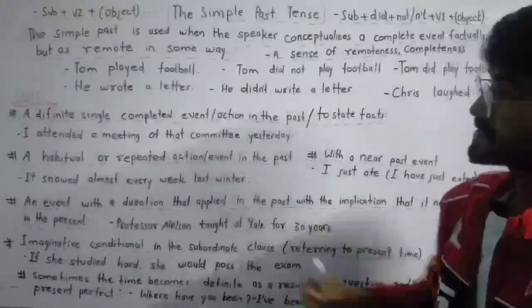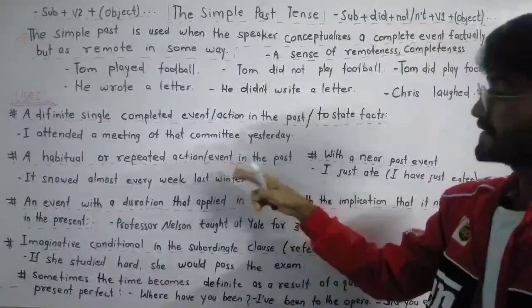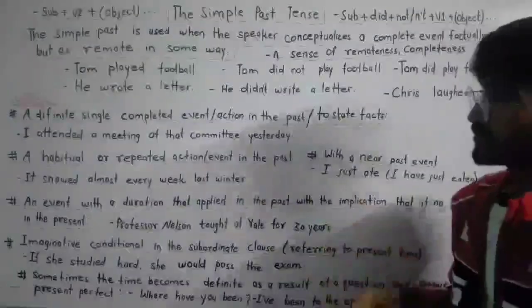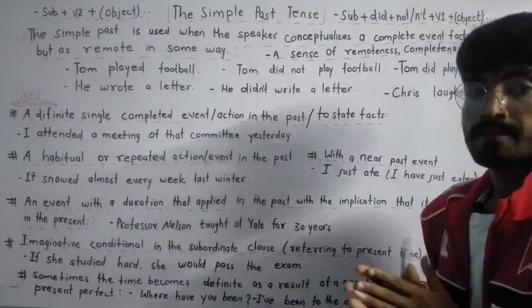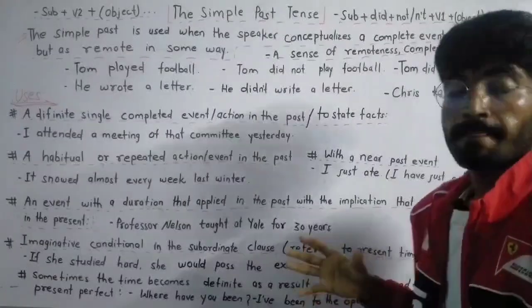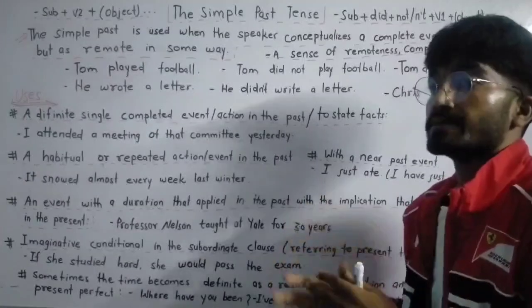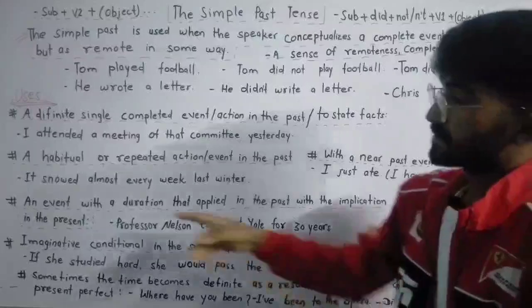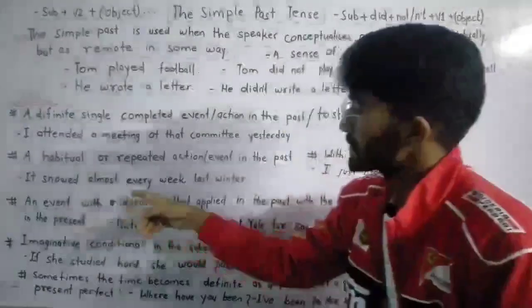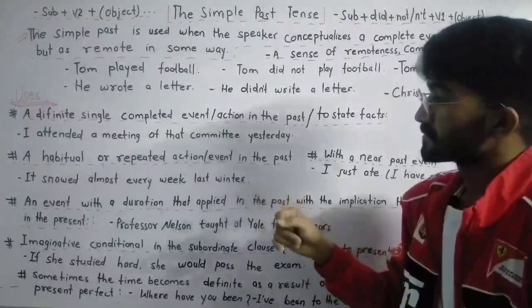And then another one is a habitual or repeated action or event in the past. Something happened in the past repeatedly. We use the term iteratively or repeatedly, time and again. See, it snowed almost every week last winter.